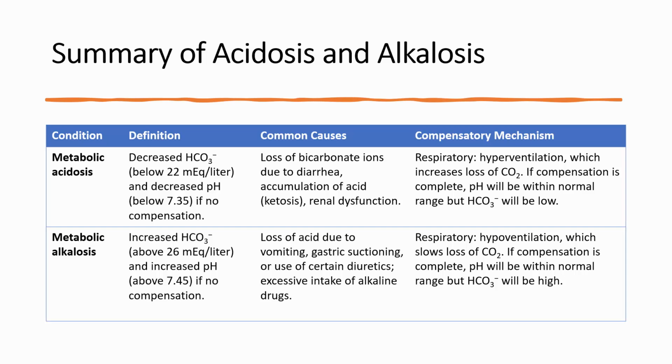Okay, metabolic alkalosis: increased bicarbonate ion above 26 milliequivalents per liter, and increased pH above 7.45 if there's no compensation. Causes are going to be loss of acid due to vomiting, gastric suctioning, or use of certain diuretics, or excessive intake of alkaline drugs. Okay, those can lead to metabolic alkalosis. Compensation, respiratory: you're going to have hypoventilation, which slows the loss of CO2. If compensation is complete, pH will be within normal range, but bicarbonate ion will still be high.